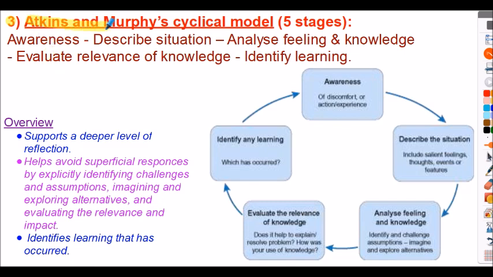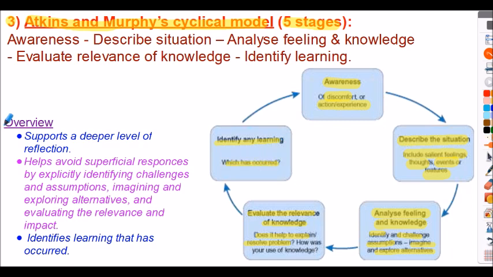The Atkins and Murphy's cyclical model has 5 stages in the process. Starts with an awareness of discomfort or action experience. Situation is then described to include the important feelings, thoughts, events, and features. Next stage is to analyze the feelings and the knowledge. So identify and challenge assumptions, generate and explore alternatives. Try to evaluate the relevance of the knowledge found. Does this help to explain and resolve the problem that occurred? And then identify any learning that has occurred.